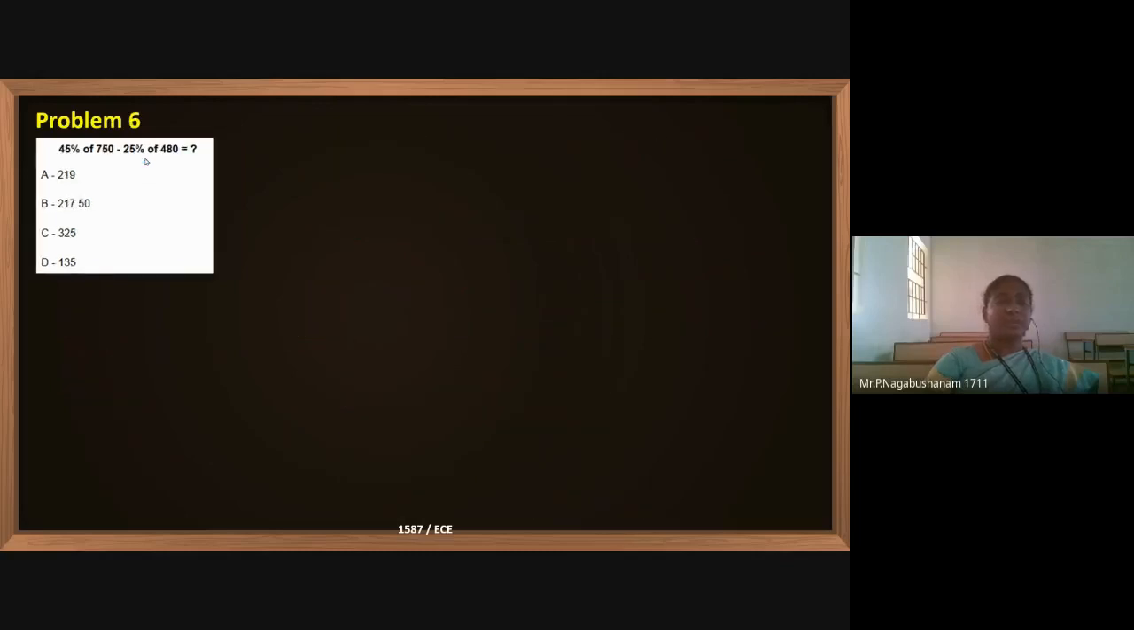Okay. Next question. 45% of 750, removing percentage means dividing by 100, minus 25% of 480. Removing percentage means divide with 100. This is the question mark value. Now 10, possibly I will just cancel it. If you make LCM as 10, it is 45 into 75 minus 25 into 48. This is the question mark value.